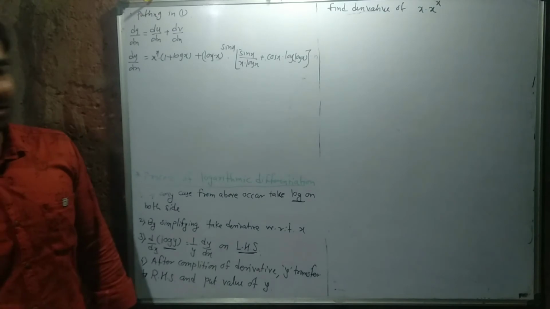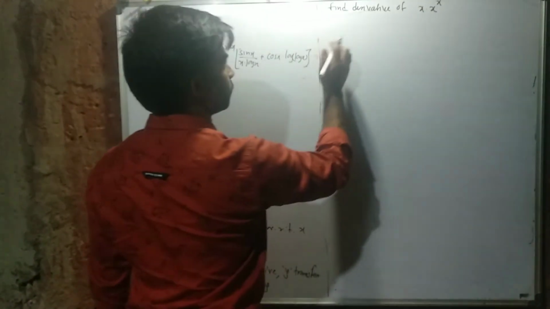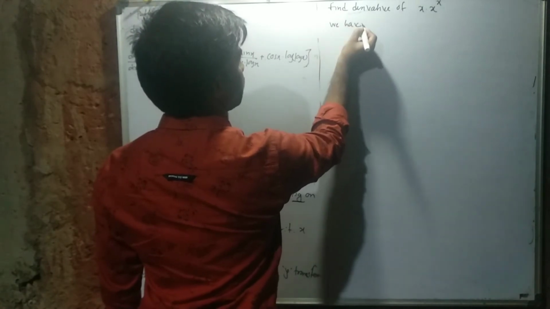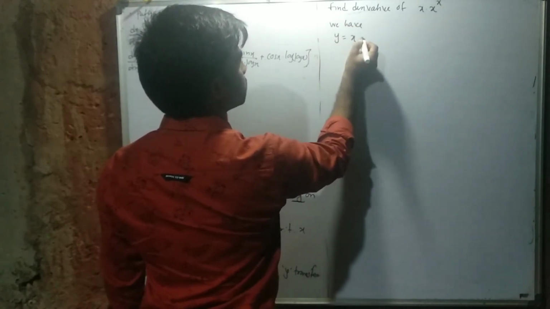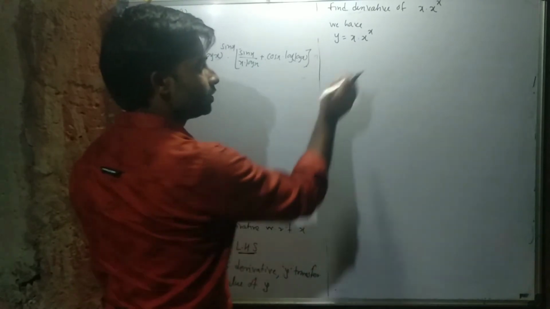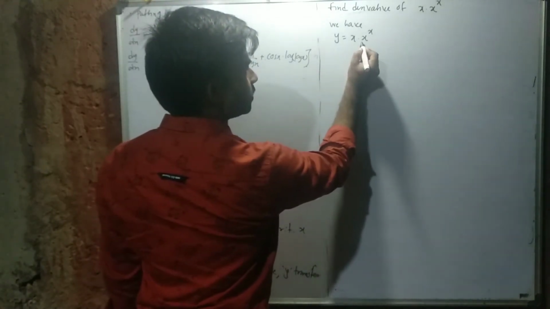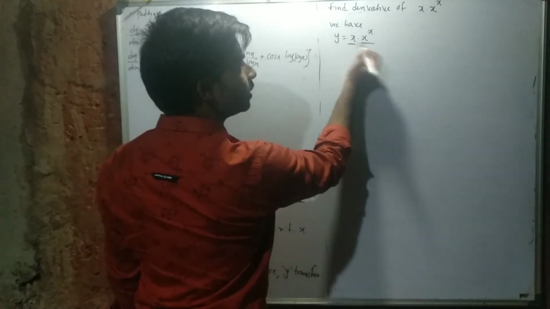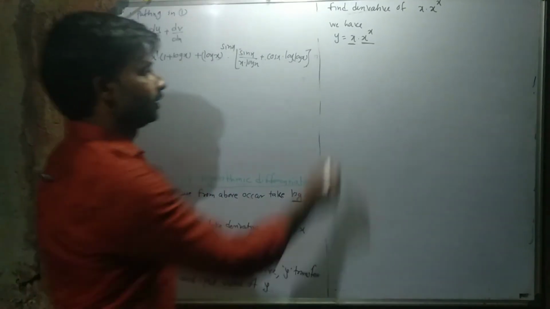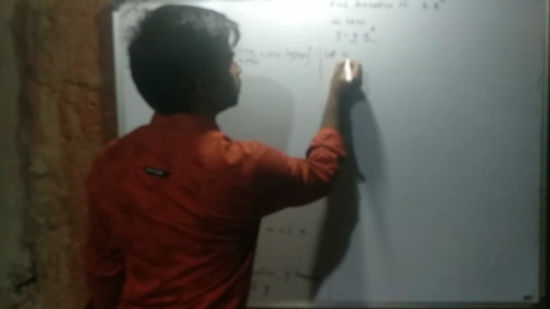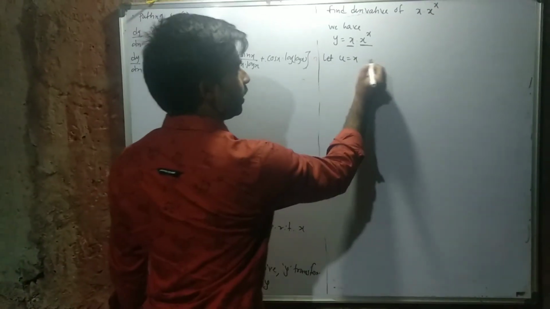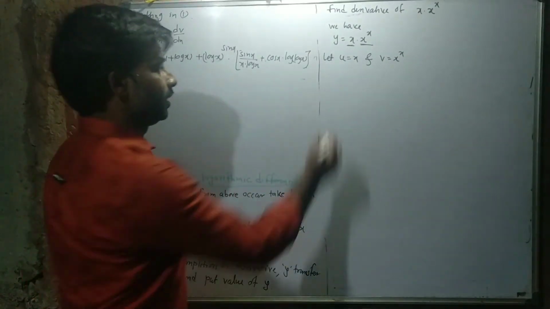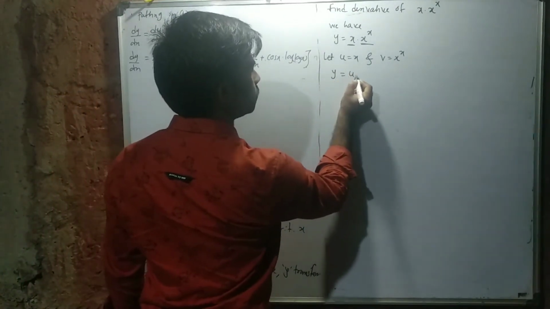This is a simple one, and related to that one first of all we have to get the consideration like that one. We have y is equal to x into x raised to x. That means first of all we have to know that this is one function and this is another function. That means here is a multiplication of two functions, and we have to consider let u is equal to x, one function, and v is equal to x raised to x, and therefore y is equal to u into v.